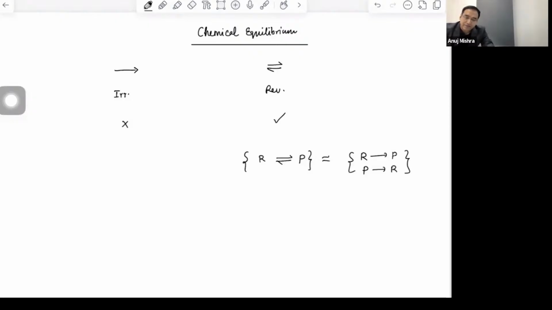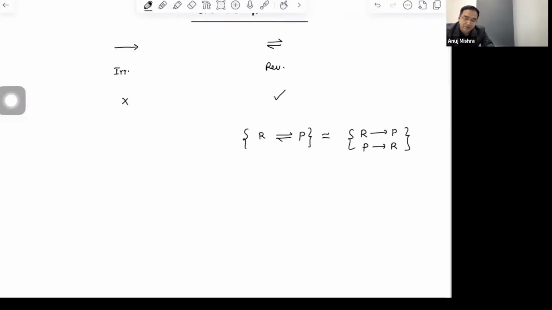Now, having said that, how will you ensure that the reaction is following this route or this process? So you have to ensure that reactant or product, if it consists of gases, then the vessel must be closed. The reason is if vessel is open, gas बाहर निकल जाएगा, then you can't do the reaction. It is no more reversible.